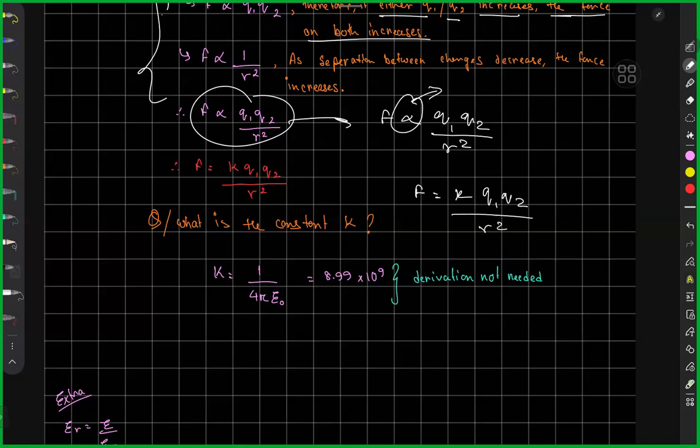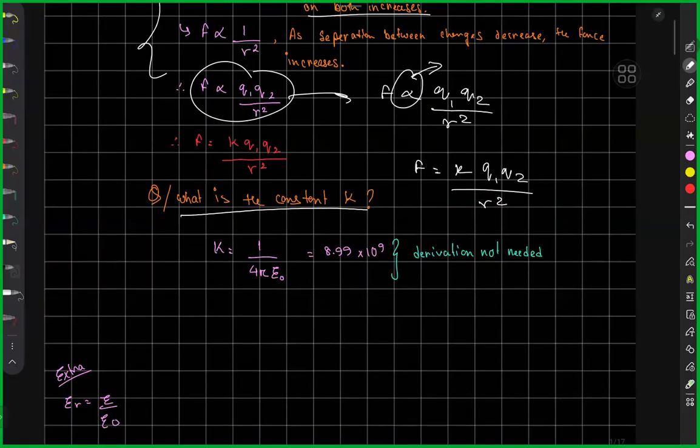Do we know what K is? If you say Boltzmann constant, you're wrong. K is not the Boltzmann constant over here, that's in chemistry. So K over here is a different value. So what is the constant K? It is 1 by 4 pi epsilon naught. Experimentally found out, my friend.